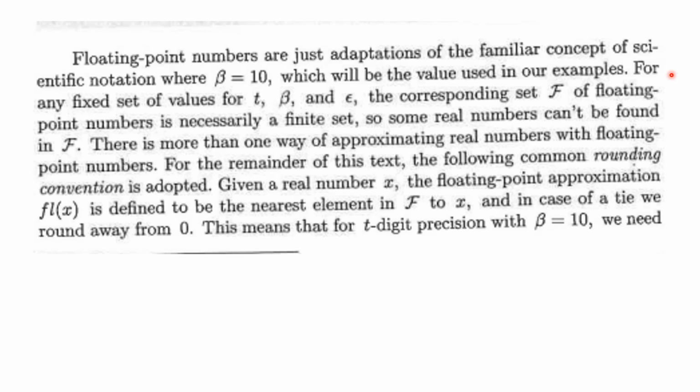For any fixed set of values, the corresponding set of floating point numbers is necessarily a finite set, so the real numbers can't all be found in that set. There is more than one way of approximating real numbers with floating points, and so we have to have a rounding off convention, and that's what we're going to do. And so floating point of x, that's fl, is defined to be the nearest element in the floating point arithmetic to x, and in the case of a tie, we round away from 0.